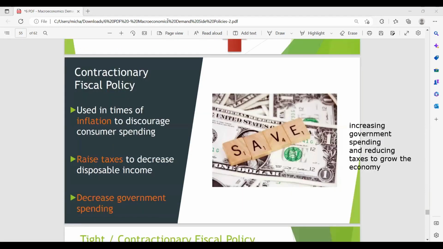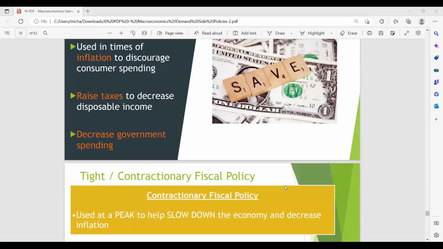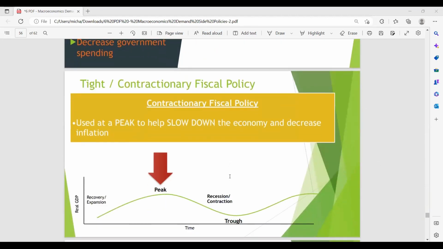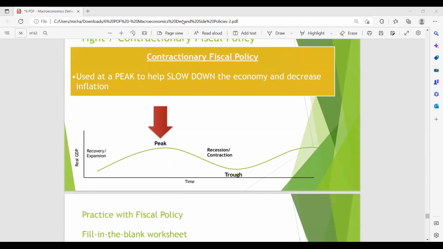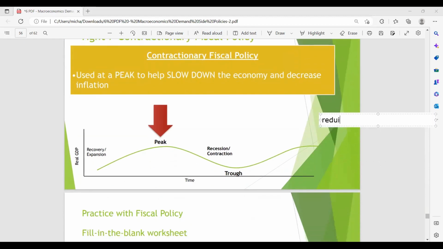And then contractionary fiscal policy is done during times of inflation to discourage consumer spending. So it raises taxes to decrease disposable income, and it decreases government spending. So contractionary fiscal policy is when they slow down the economy and decrease inflation. They do this through reducing government spending and increasing taxes.